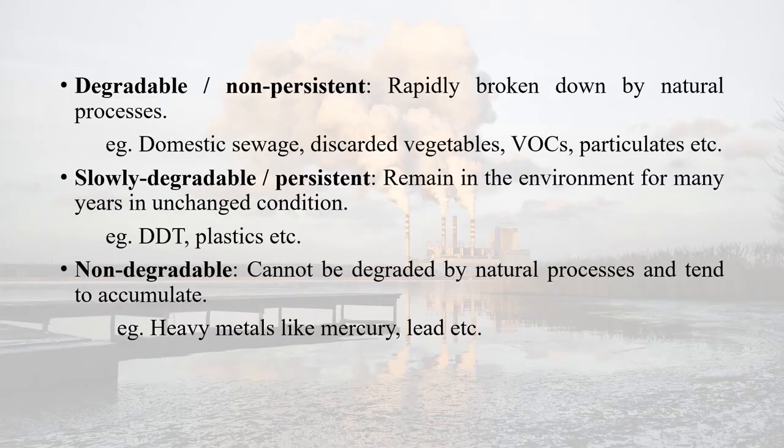The degradable or the non-persistent pollutants are those that are rapidly broken down by natural processes like your domestic sewage, discarded fruit and vegetable peels, volatile organic compounds or VOCs, and particulate matter. The second one, that is your slowly degradable or persistent pollutants, are the ones that remain in the environment for many years in an unchanged condition, like your DDT, plastics, CFCs, etc. And finally, the non-degradable pollutants are those that cannot be degraded by any natural process and tend to accumulate in the environment. Examples are your heavy metals like mercury, lead, etc.